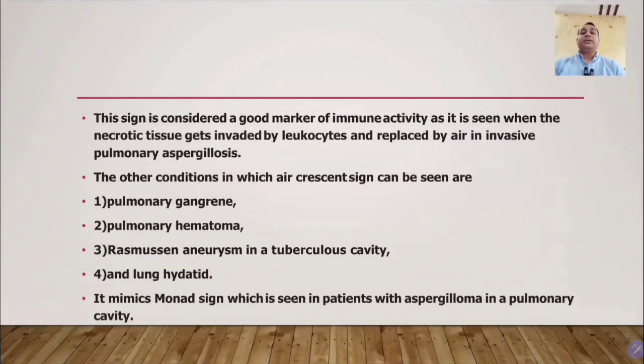This sign is considered a good marker of immune activity, as it is seen when the necrotic tissue gets invaded by leukocytes and replaced by air in invasive pulmonary aspergillosis. There are a few other conditions in which the air crescent sign can be seen. These conditions are pulmonary gangrene, pulmonary hematoma, Rasmussen's aneurysm in a tubercular cavity, and lung hydatid.